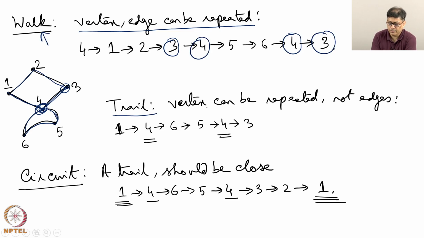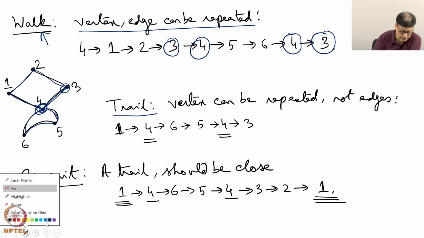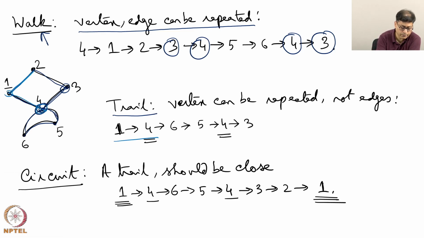Now, we will see trail. Vertex can be repeated, but not the edges. Let us see in the same graph 1 to 4, then 4 to 6, 6 to 5, 5 to 4, 4 is repeated and then 4 to 3. In this no edges were repeated. So, we can call it a trail.